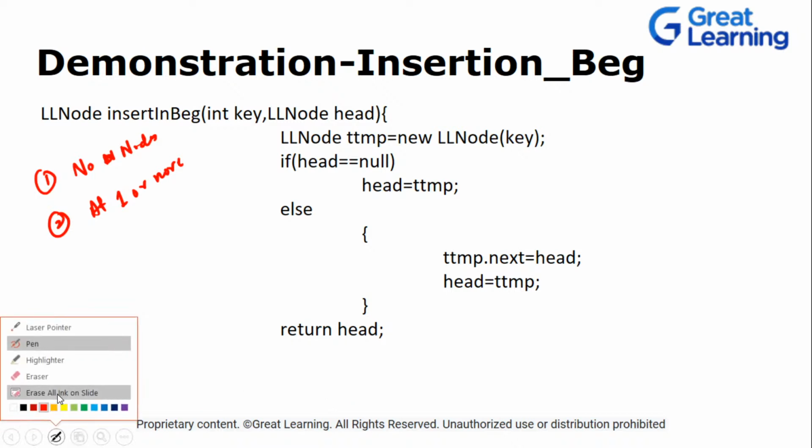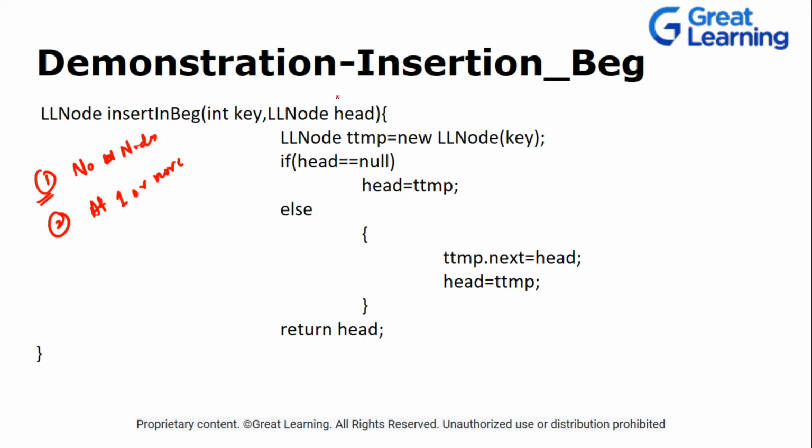Now let's try to visualize these two cases. Let's suppose when you have no nodes, then this head will be null. Obviously you don't have any nodes. And let's suppose we are passing in the key as 5. Now when the first scenario is there, that means there are no nodes. That means you are creating one new node over here and you're passing this key.